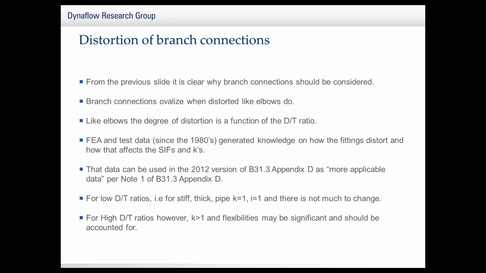For low D over T ratios, where the piping is very thick related to the diameter, the flexibility and the SIF are approximately one. So related to a rigid intersection, there's not much change. In this case, it doesn't really matter if you include flexibilities or not. For high D over T ratios, however, which means thin fittings, the flexibility is significantly higher than one, and they should be accounted for.